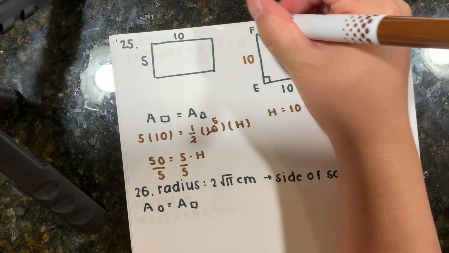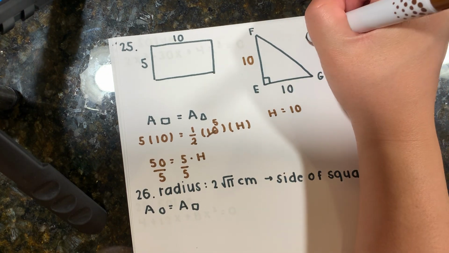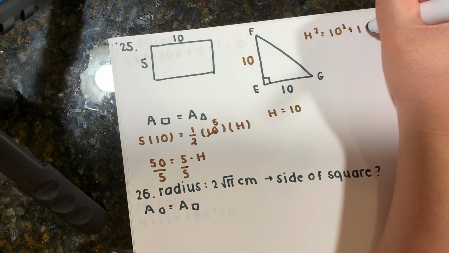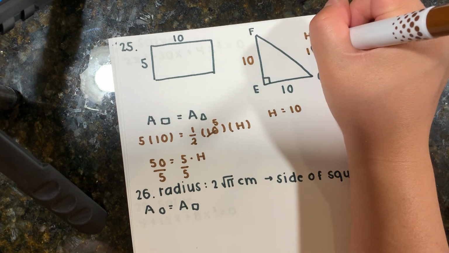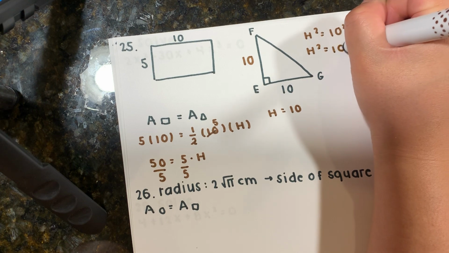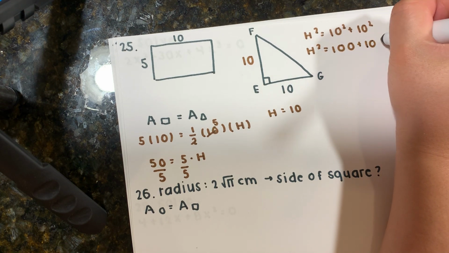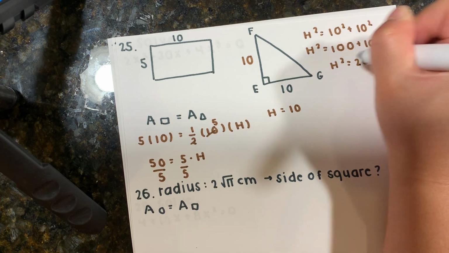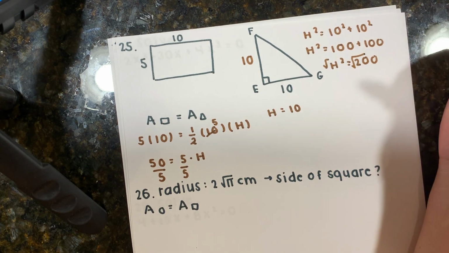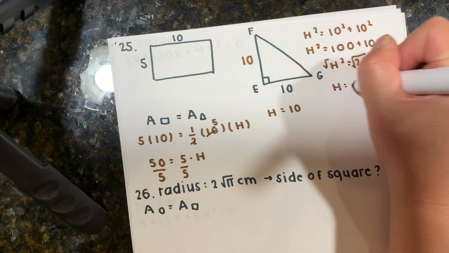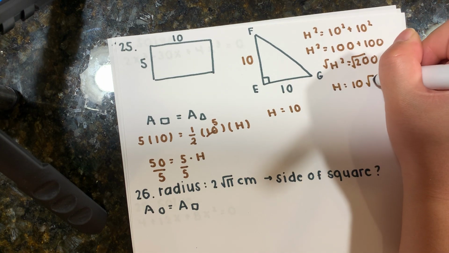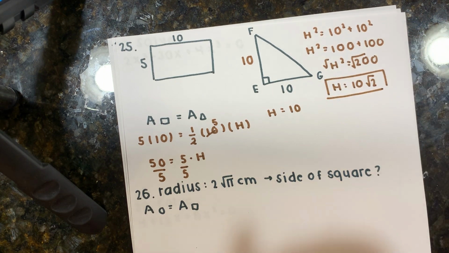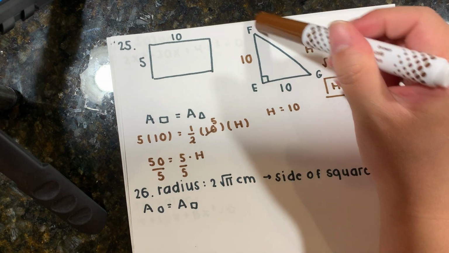Now I need to find this length right here, and I'm going to use the Pythagorean theorem. So h squared is equal to 10 squared plus 10 squared. So h squared equals 100 plus 100. h squared is 200. The square root would actually give us 10 square root 2, and that would be the length of FG.